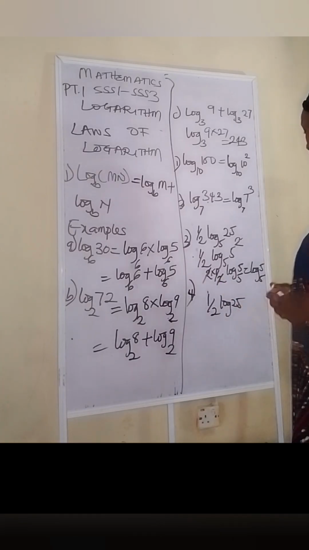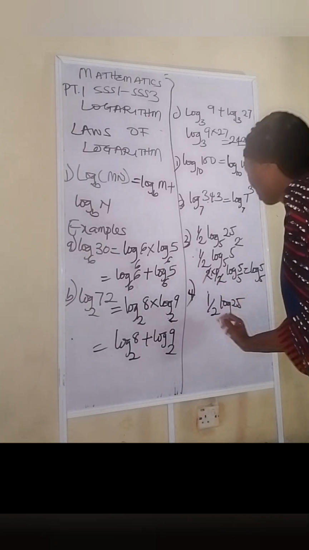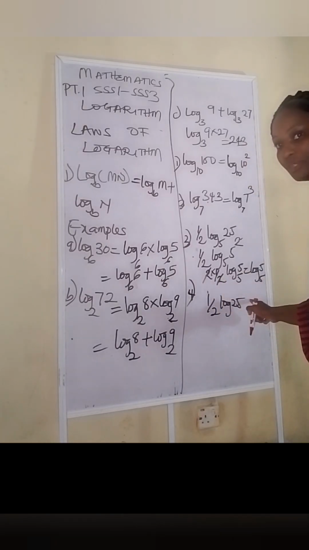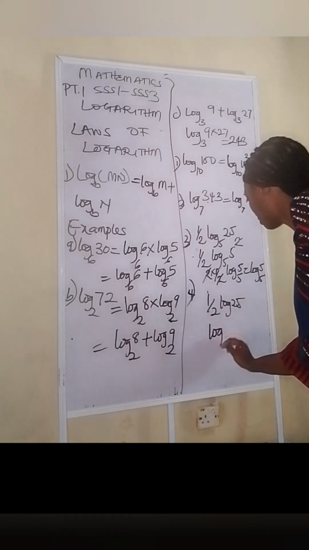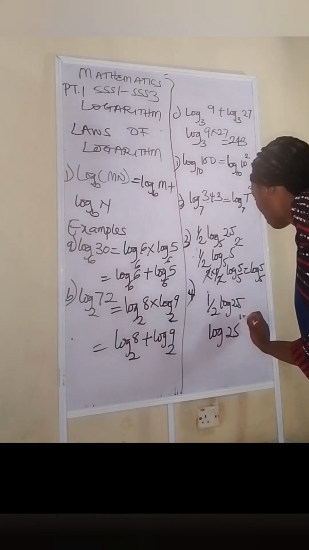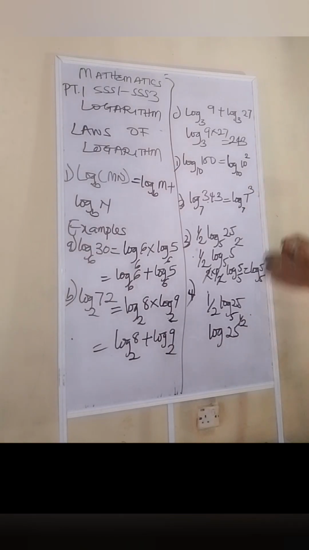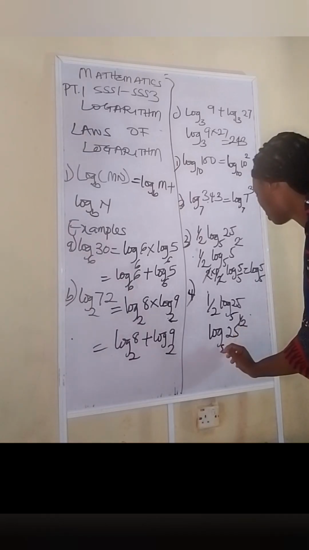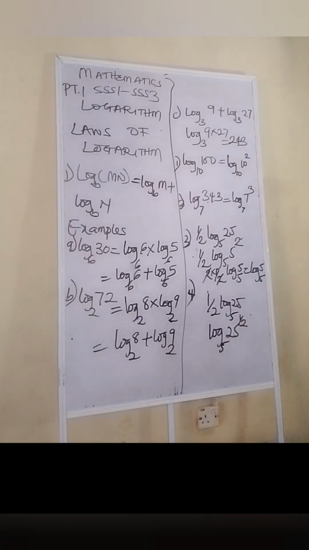So now this one, this 1 over 2 will come to this place here. So we have log 25 raised to power 1 over 2. So when this 1 over 2 comes to this place, it becomes a superscript. So it is what? Log 25 raised to power 1 over 2 base 5. You understand? So now let's quickly move to another thing.